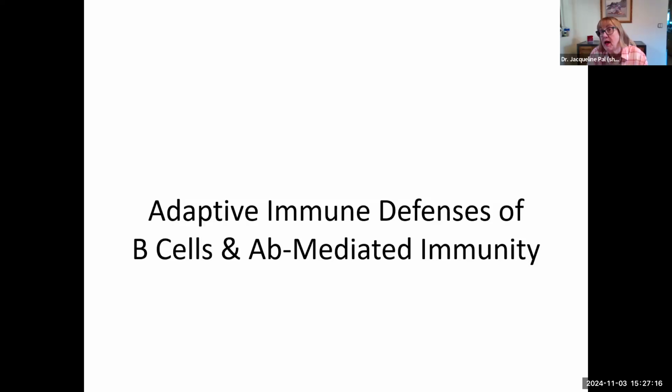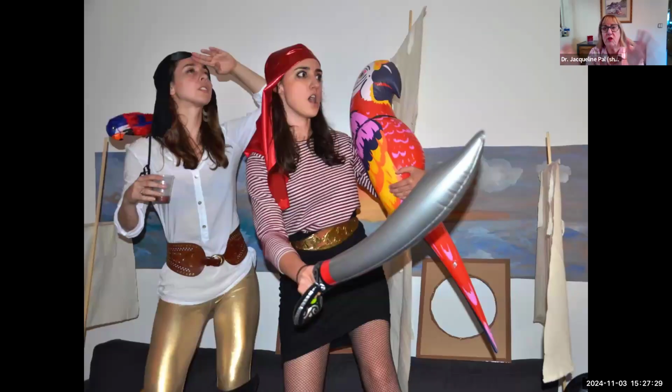Now we are going to be talking specifically about specific immunity, and we're going to start with adaptive or specific immune defenses related to B cells and antibody-mediated immunity. So at this point, we have had the first line of defense come into play and it has failed. So pathogens have entered the body.